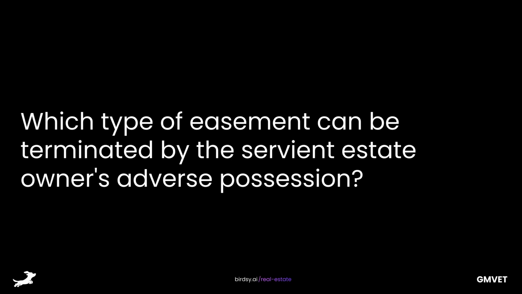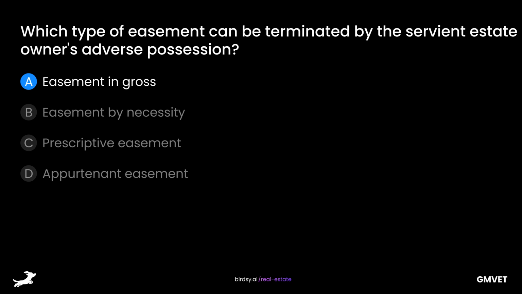Which type of easement can be terminated by the servient estate owner's adverse possession? Is it A, easement in gross? B, easement by necessity? C, prescriptive easement? Or D, appurtenant easement? The answer is C, prescriptive easement.